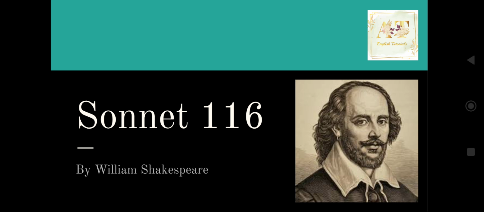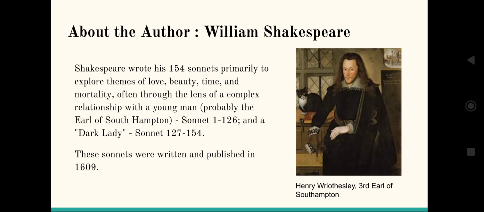So I'm not going to introduce you to William Shakespeare, rather I'm going to tell you the background, how these sonnets were written and what was his idea of writing these sonnets. So the picture that you can see on the screen right now is not of William Shakespeare, noted. I'll just tell you whose picture it is.